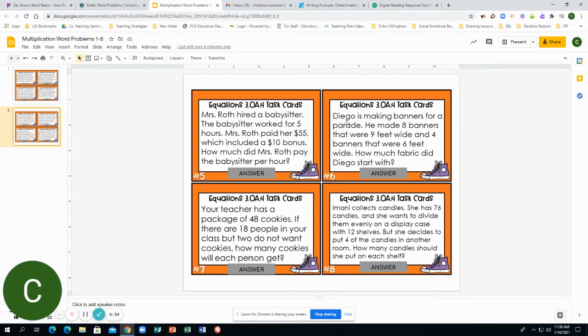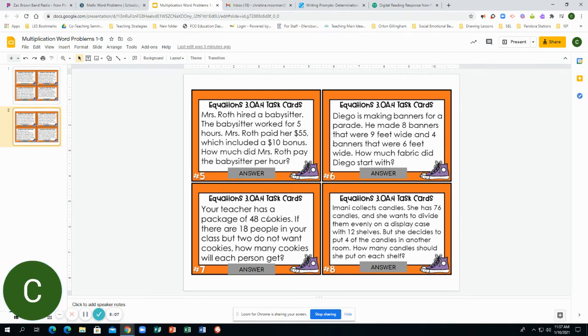Number 6, Diego is making banners for a parade. He made 8 banners that were 9 feet wide and 4 banners that were 6 feet wide. How much fabric did Diego start with? Okay, so he made 8 banners that were 9 feet wide. How much fabric did he use for that? And then 4 more banners that were 6 feet wide. How much fabric did he use for that one? Add both of those together when you're done.